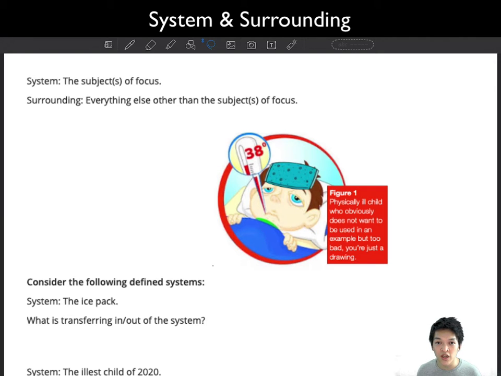In this video, we're going to be talking about systems and how to define them, and also the three different types of systems. There's open, closed, and also isolated systems. What's the difference between them? So let's start with systems.